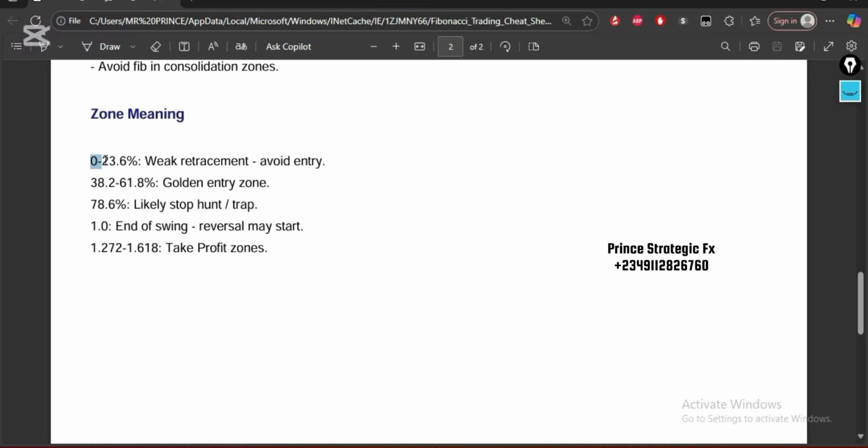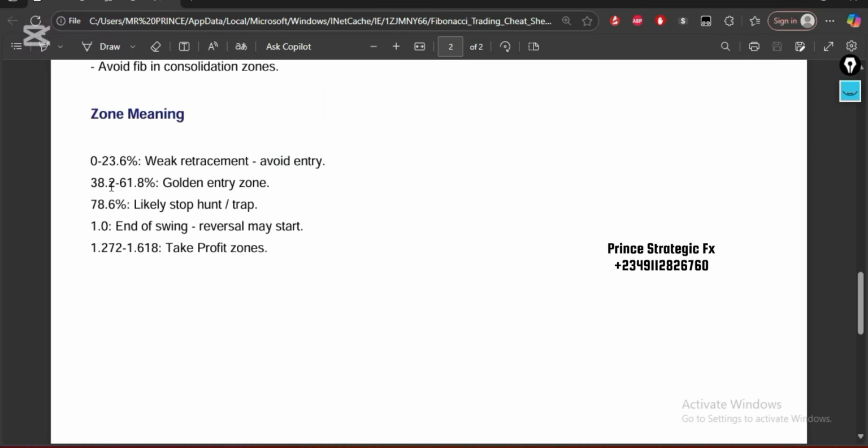It will show you these levels, the 0.236 level, which is the weak retracement, and it will tell you exactly what to do: avoid entry. Which particular trader has given you something like this, something very tangible that you can use? It specifically tells you to avoid entry at this level.